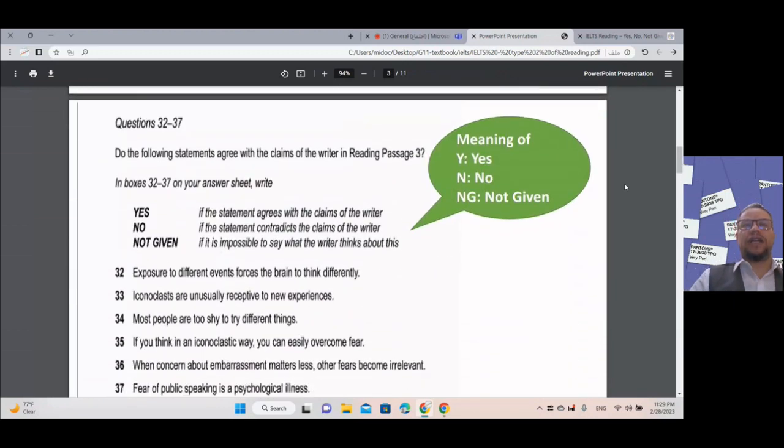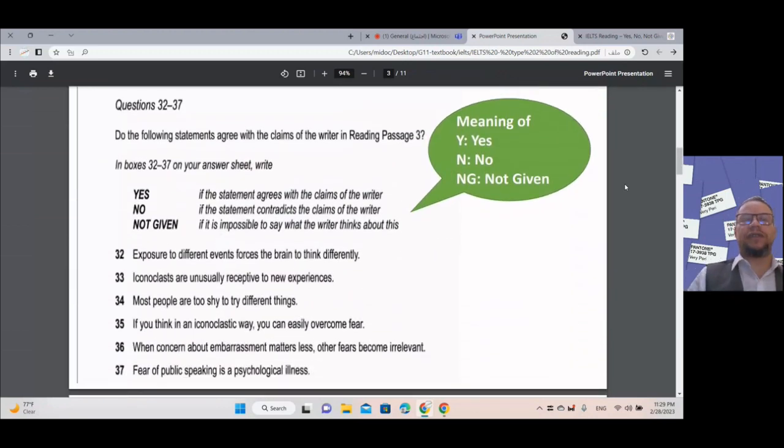Good. This is how the example will look in the IELTS. For example, questions 32 to 37 you have to answer under the passage. So it will be like that. Y means yes, N means no, and G means not given. And what does each one mean? This is the explanation. So yes means the statement agrees, as I told you again and again, for opinions, not for facts.